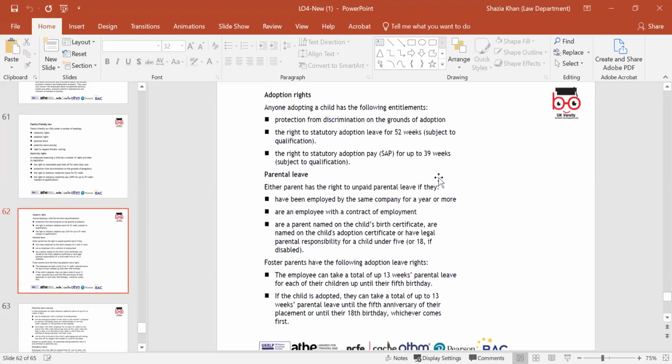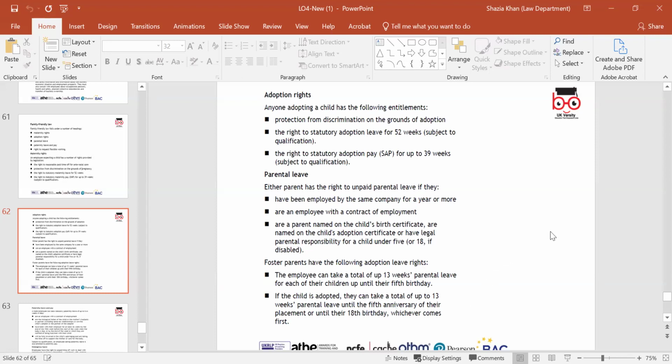Adoption rights. Anyone adopting a child has the following entitlements: protection from discrimination on grounds of adoption, the right to statutory adoption leave for 52 weeks, and the right to statutory adoption pay for 39 weeks. Parental leave: either parent has unpaid parental leave if they have been employed by the same company for a year or more, are an employee with a contract of employment, and are a parent named on the child's birth certificate.